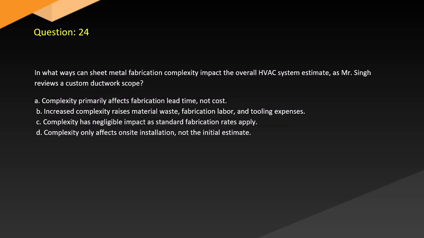Question 24. In what ways can sheet metal fabrication complexity impact the overall HVAC system estimate as Singh reviews a custom ductwork scope? A. Complexity primarily affects fabrication lead time, not cost. B. Increased complexity raises material waste, fabrication labor, and tooling expenses. C. Complexity has negligible impact as standard fabrication rates apply. D. Complexity only affects on-site installation, not the initial estimate.